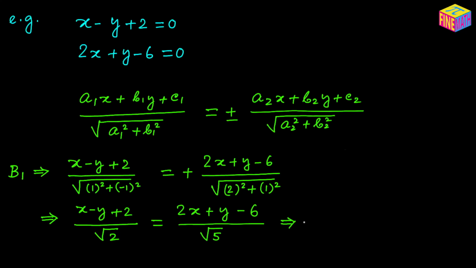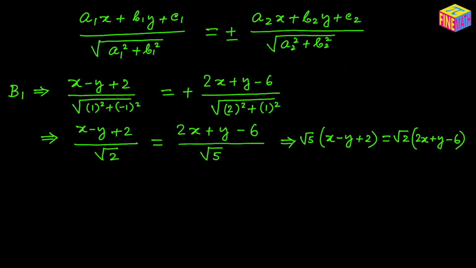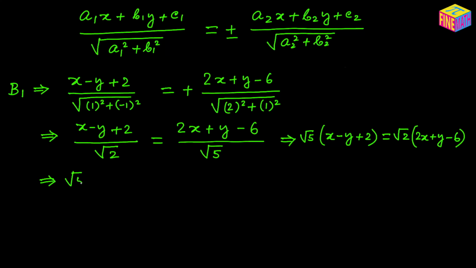It would be square root of 5 times, I am simply doing a cross multiplication, is equal to square root of 2 times, and from here if we simplify this we have square root of 5 times x minus square root of 5 times y plus 2 times square root of 5 is equal to 2 times square root of 2 times x plus square root of 2 times y minus 6 times square root of 2.